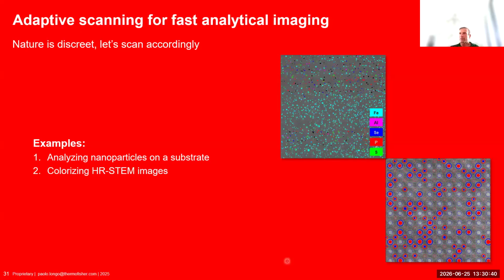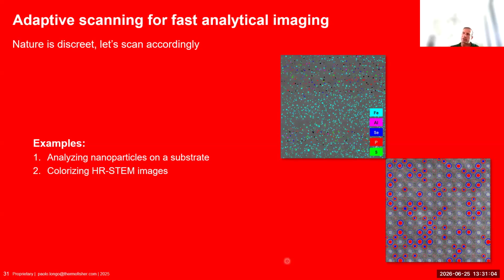I want to show you a couple of examples here where this becomes important, specifically in the case of adaptive scanning, which is very important, especially when you look at nanoparticles, or you want to look at specific regions in the specimen with higher dose, and other regions with lower dose. So we believe adaptive scanning is extremely important. And I'm going to show you two examples here.